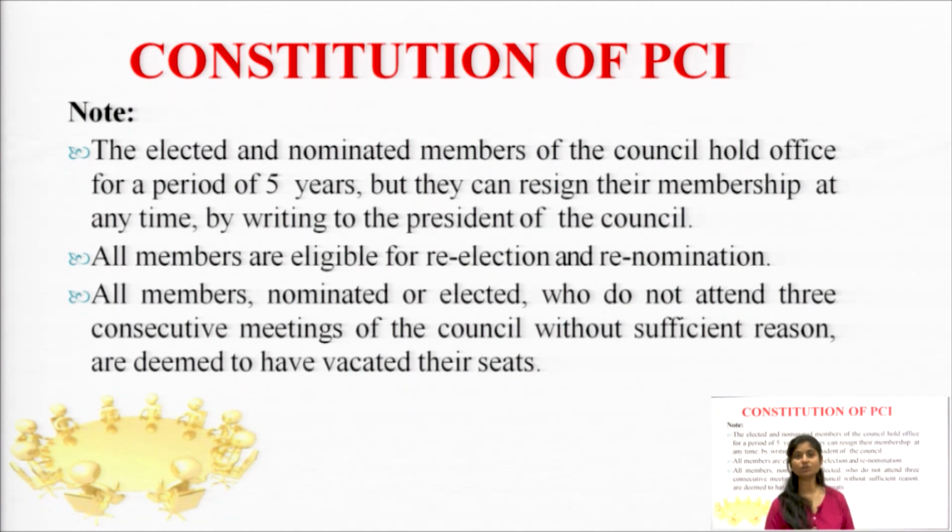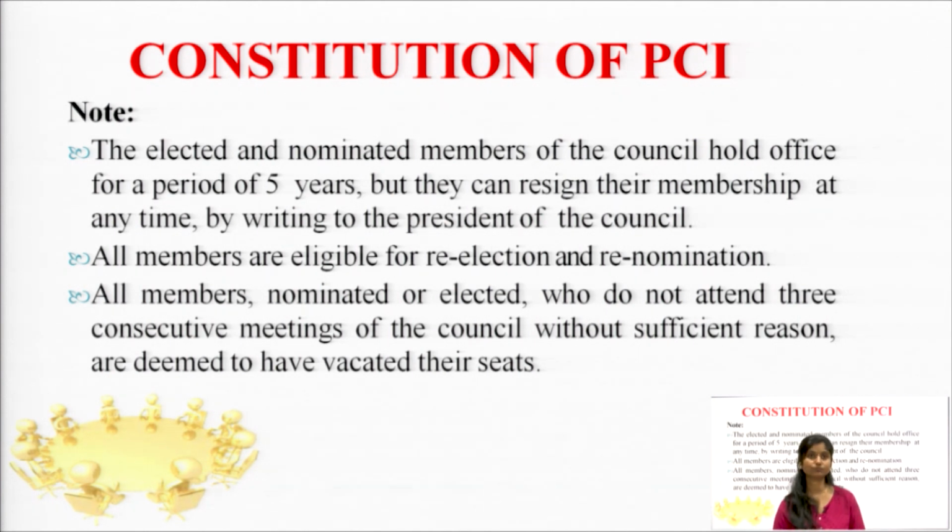All members nominated or elected without sufficient reason are deemed to have vacated their seats. अगर वो काम नहीं करते हैं, do not attend 3 consecutive meetings, if they do not appear for the meeting 3 times regularly, then they have to vacate their seat. They have to leave that position by themselves. It's their responsibility to hold their office regularly. And if you are irregular 3 times, then you have to vacate your seats. So these are the 3 points that you have to go through.